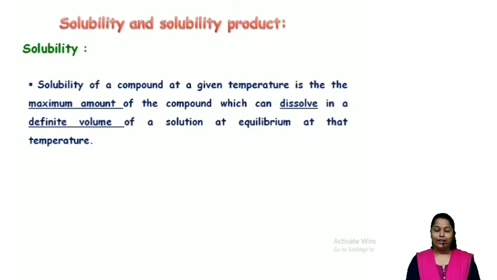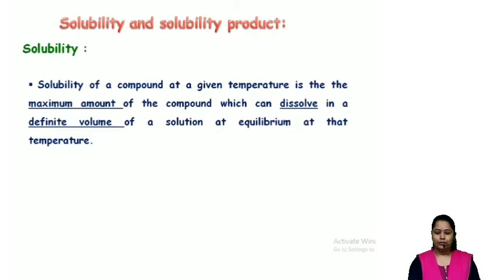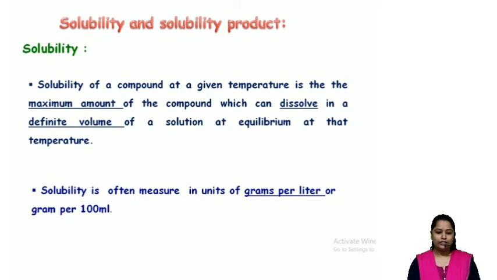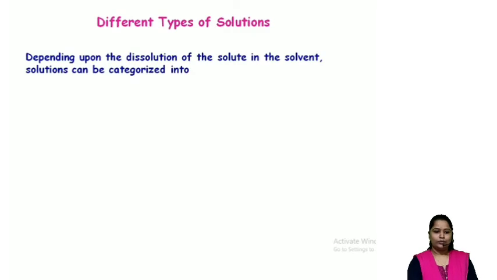Solubility of a compound at a given temperature is the maximum amount of the compound which can dissolve in a definite volume of a solution at equilibrium at that temperature. Solubility is often measured in grams per liter or grams per 100 ml. Depending upon the solubilities of solute, the solutions can be categorized into unsaturated solution, saturated solution and supersaturated solution.